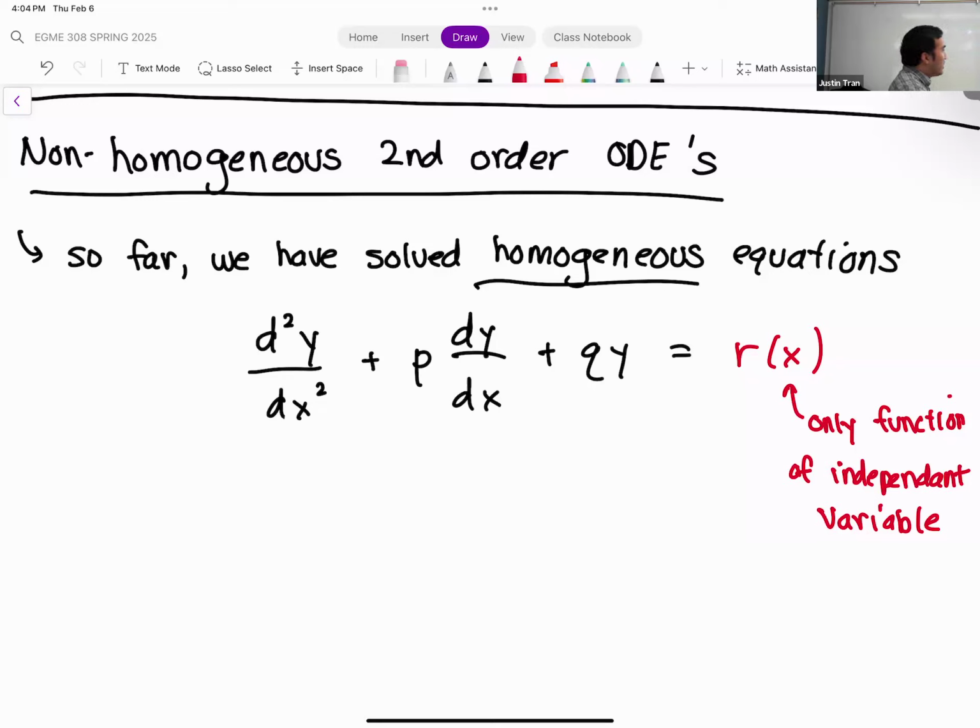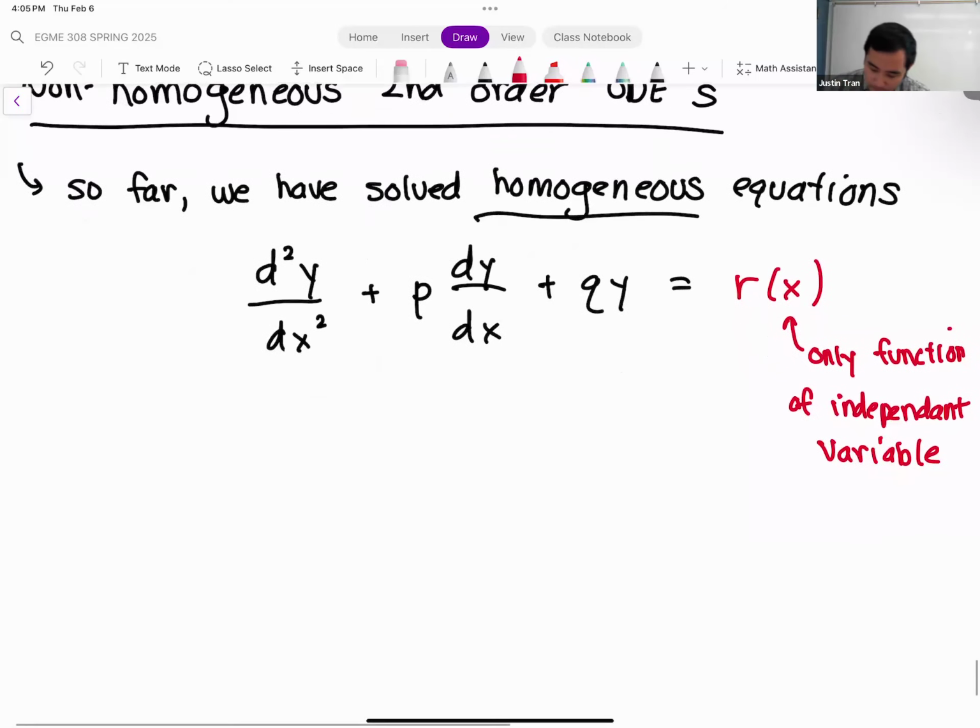Okay, so this is only a function of the independent variable. Remember, the independent variable is usually x, but sometimes it could be t as well. If the dependent variable y is there, then that's not a non-homogeneous term; that should be part of the differential equation on the left. Before we get into methods on how to solve this, let's talk about the physical origin of why this term comes into the equation, because usually this non-homogeneous term plays a very clear and important role in a lot of these physical systems.